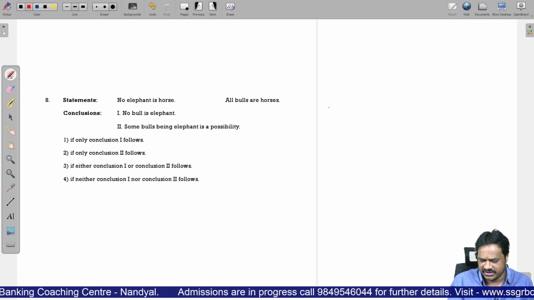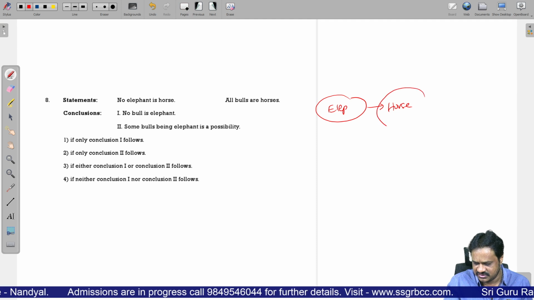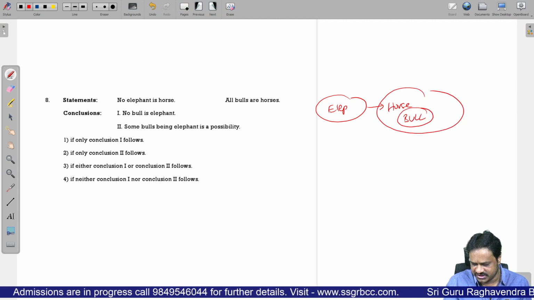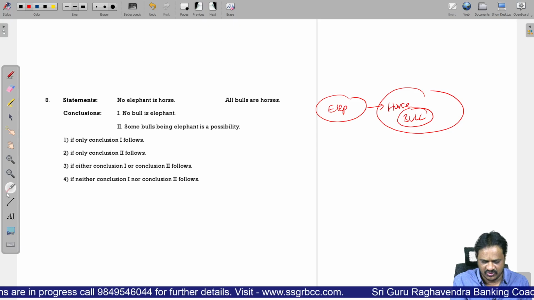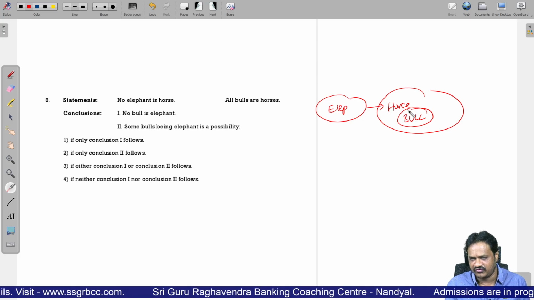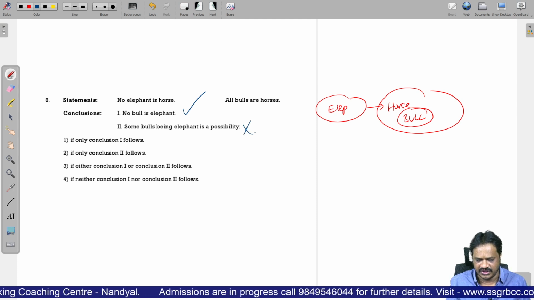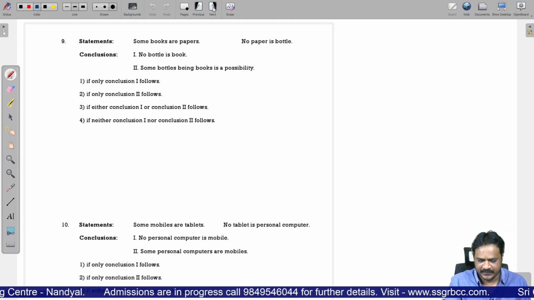Let us see the next one. No elephant is a horse. All bulls are horses. Now, no bull is an elephant. Just now I told, if there is a no for the outer circle, the inner circle also definitely gets no. Therefore, no bull is elephant definitely follows. Second one, some bull being elephant is a possibility. When there is a no, there is no chance of some. The second one does not follow. Only the first one follows.